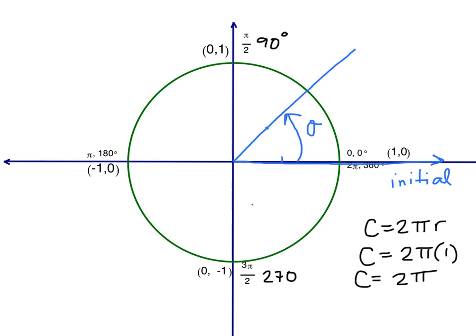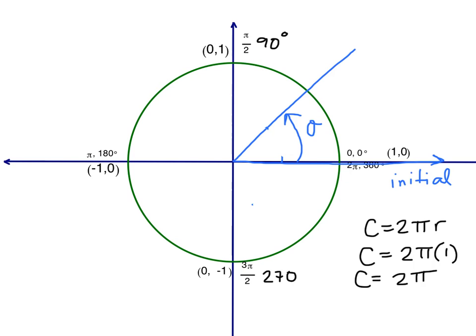2 pi what? Well, that's the unit that we call a radian. So we say that all the way around the circle is 2 pi radians. That means a half circle is pi, 1 pi radian, and half of a half circle is pi over 2. So 0, pi over 2, pi, 3 pi over 2, 1 and a half pi, and back to 2 pi.